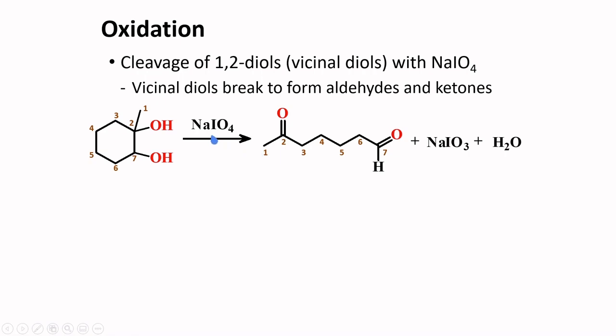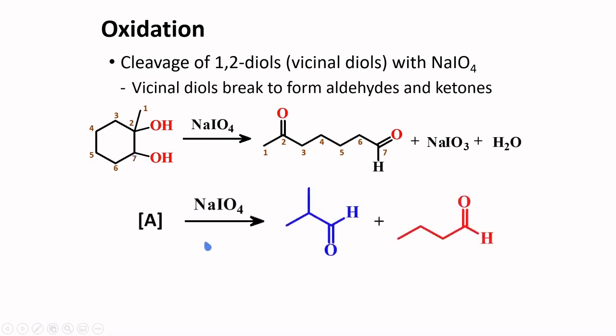When sodium periodate acts on this molecule, this bond in between the two hydroxyl groups will break, and a keto group will form on this side, while on this side, an aldehyde will form. Similar to ozonolysis, the products of this reaction can also be used to identify the starting material, such as in this case.